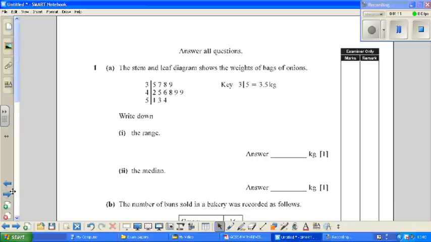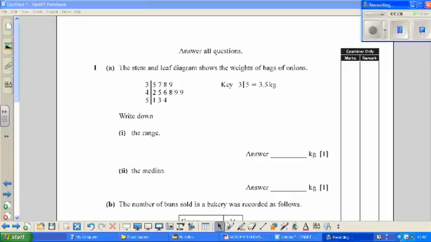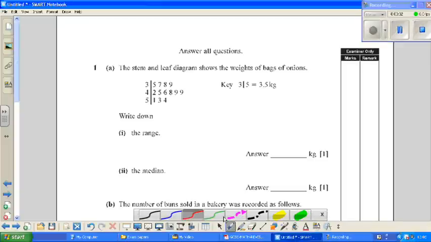Okay, first question is question 1A, stem and leaf diagram. If you stop the video and have a look at that, try and do that yourself, and we'll go through the solution. Okay, so here's question 1A.